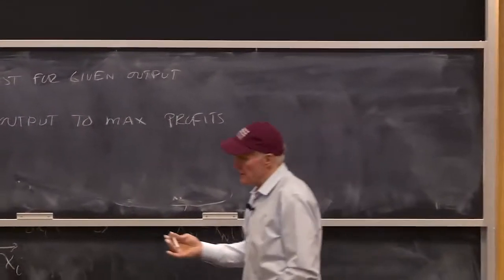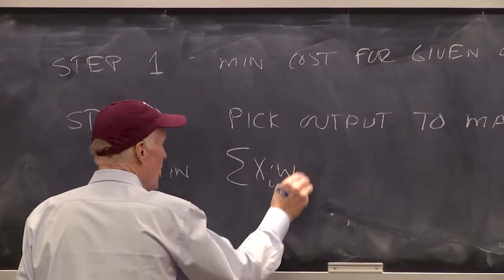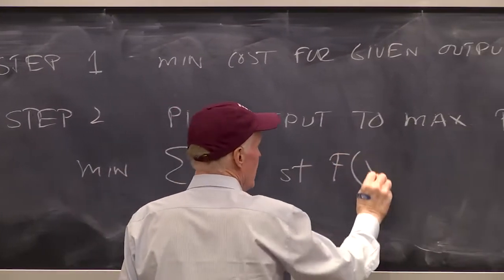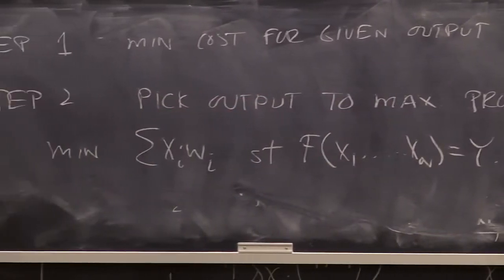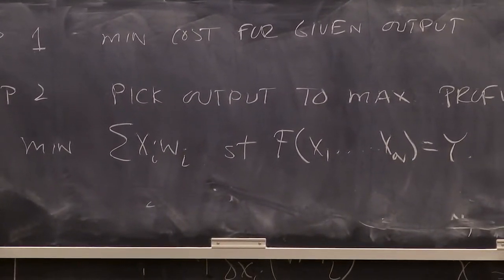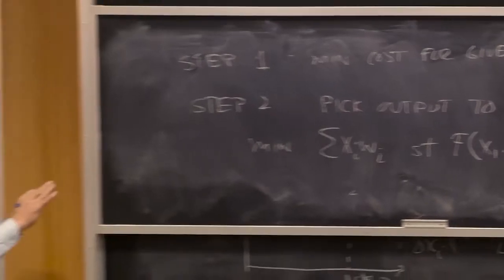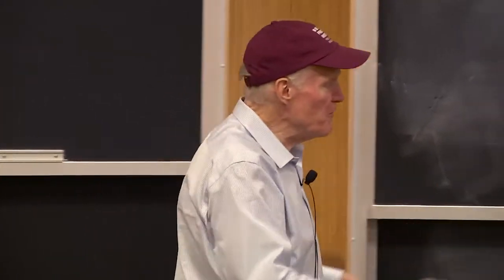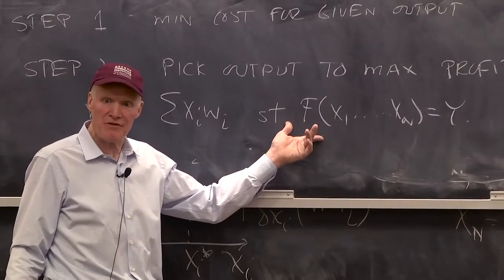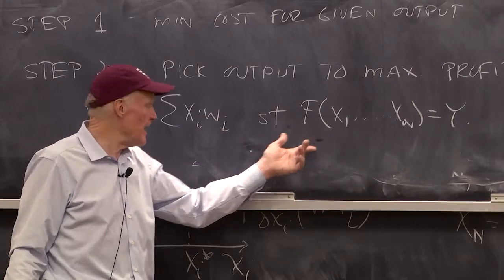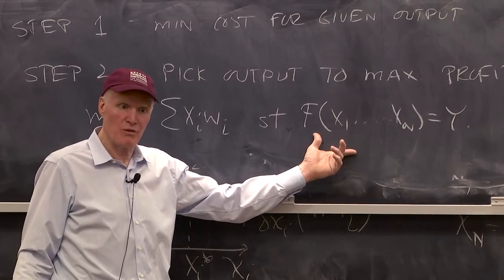Well, the first problem I think we already know how to do. First step is minimize the sum of the x_i w_i subject to f of x1 up to xn equals y. We've seen that problem before, right? For this part of the problem, there's absolutely no distinction between consumer theory and production theory, because we're fixing the output. And whether you're fixing utility or fixing the level of output of the firm doesn't really matter. In either case, we're minimizing costs subject to produce a certain level of something, utility, output, whatever.